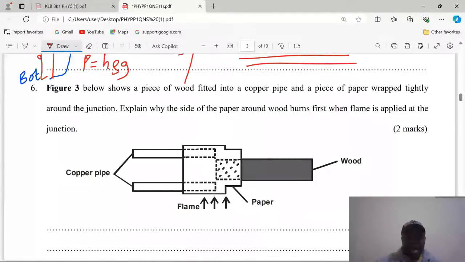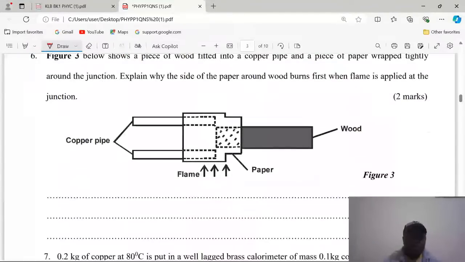When you apply a flame at the junction, you discover that on the side of the paper where there is the copper pipe, there is no burning, or even if there is burning, it happens later. But on the side where there is wood, burning happens first. We are going to explain this.